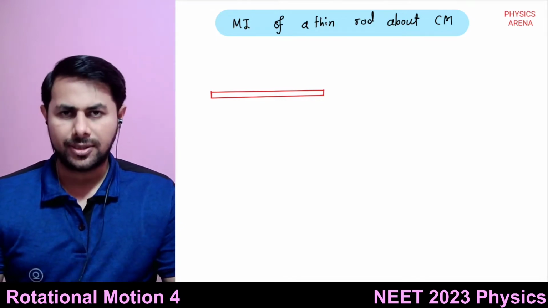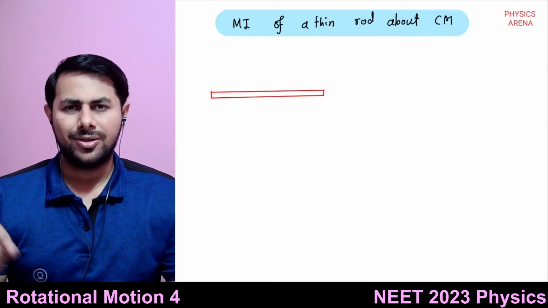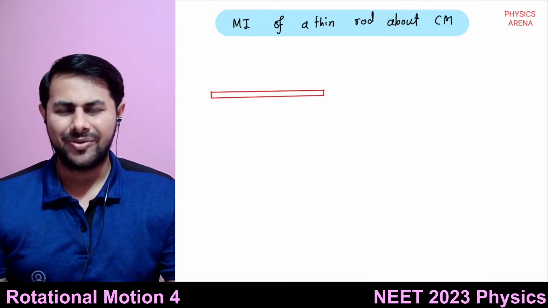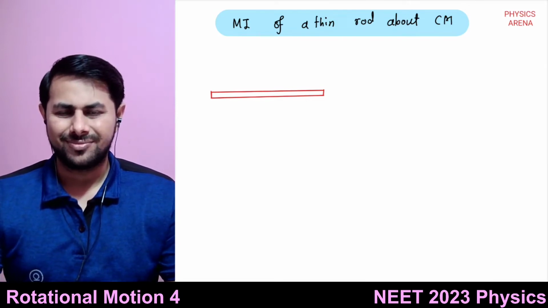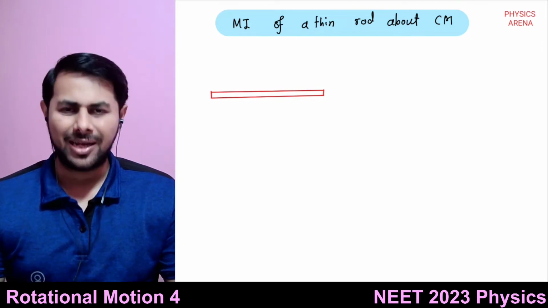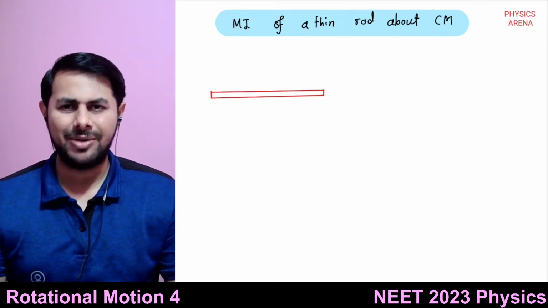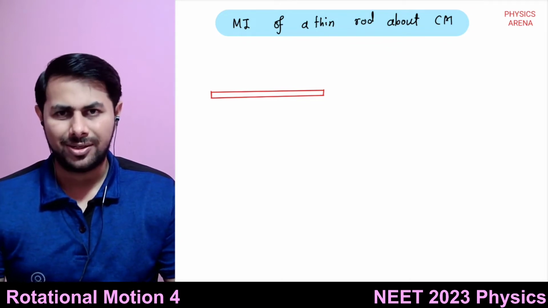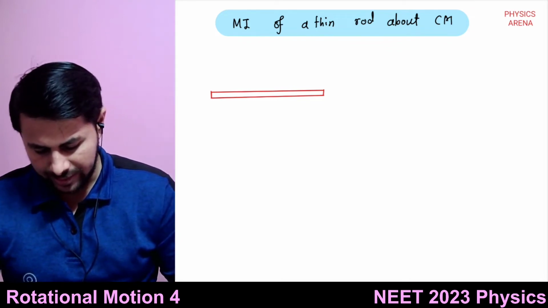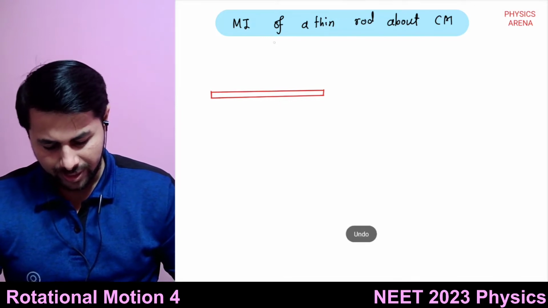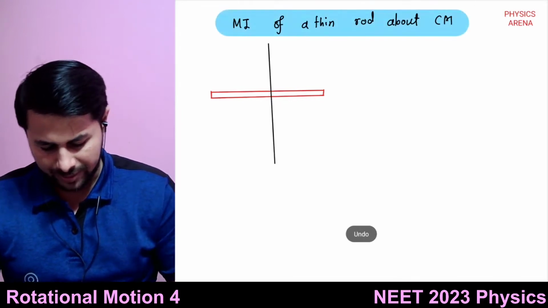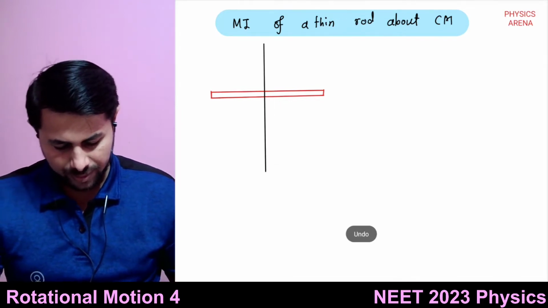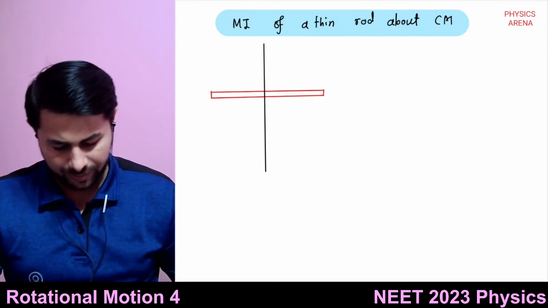So the length of this rod is L. So its center of mass will be where? It will be at a distance of L by 2, right? Symmetry tells us that its center of mass will be at a distance of L by 2. So let's consider an axis of rotation which passes through the center of mass. So this is the axis of rotation.